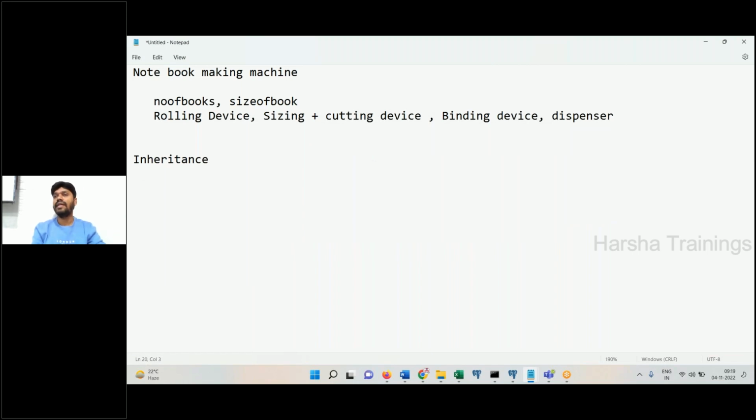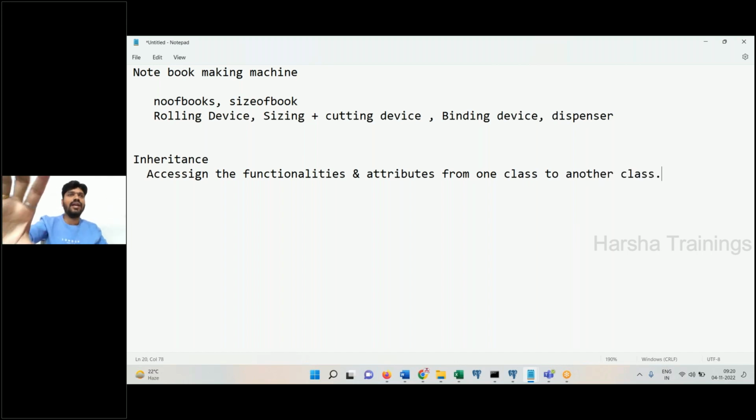What is the concept? Inheritance. The inheritance concept has been introduced for the purpose of accessing attributes and functionalities from one class to another class. So you have a need in reality, right? In reality, the verification department should be accessible commonly to the loan department, insurance department, and banking department. All these departments wanted to commonly access it. Each department is one class, which means we have a need of accessing the details of one class in another class.